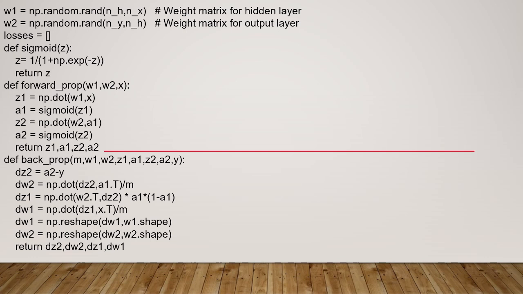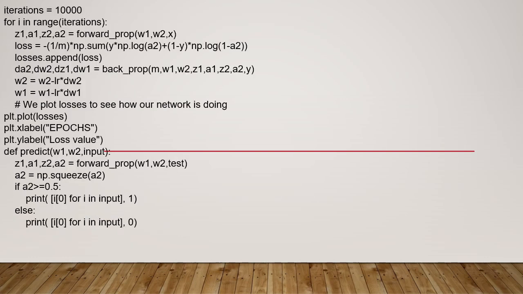Next, we'll be seeing the back propagation function. We'll be computing the gradients of the loss with respect to the weights, and update the weights using the computed gradients and learning rate. And now we'll be training this. We'll be running forward propagation to get predictions. We'll be calculating the loss using the binary cross entropy loss function, and we'll be performing back propagation to update the weights. We'll be appending the loss to a list for visualization.